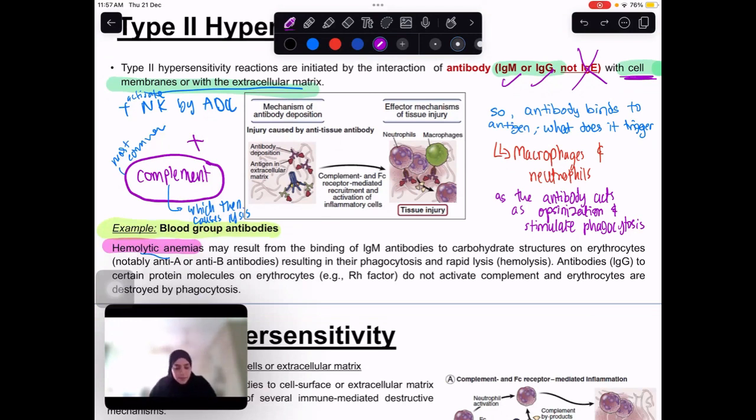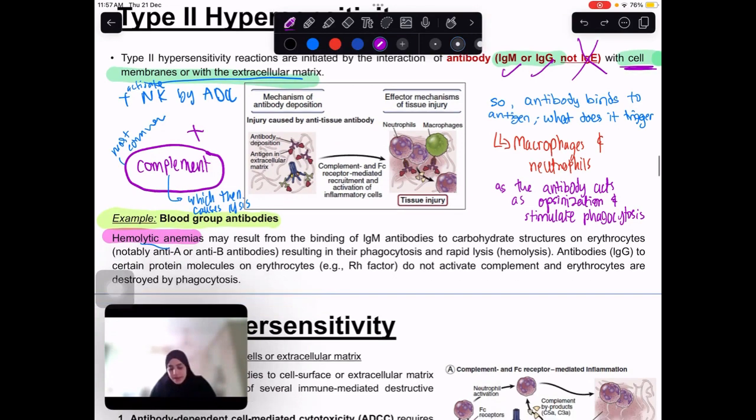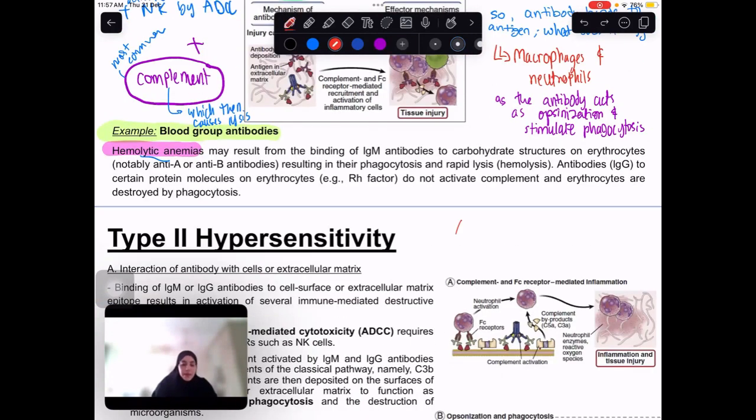An example of that is the blood group antibodies. Now, in this case, let's say my blood is type A. And I need a blood transfusion. I lost a lot of blood. I need some blood to be donated for me. But let's say by mistake, someone with type B blood gave me their blood.